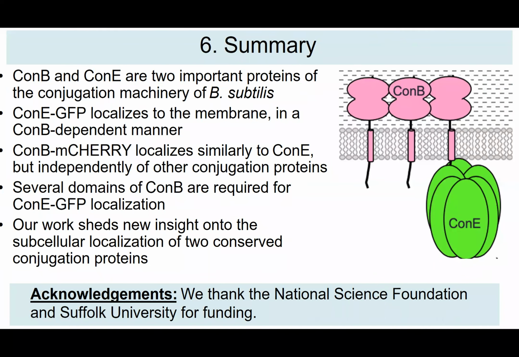To summarize, ConB and ConE are 2 crucial proteins of the conjugation machinery in Bacillus. ConB and ConE both localize in a similar fashion, where the localization of ConB is independent and the localization of ConE depends on ConB. 3 out of the 4 domains of ConB are required for ConE localization. Our work provides new insight into the subcellular localization of 2 conserved conjugation proteins.